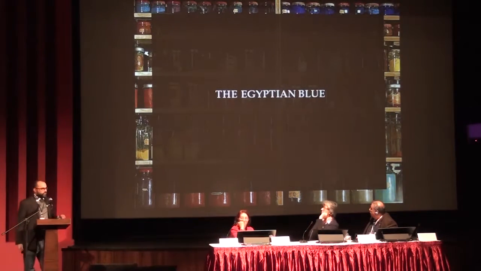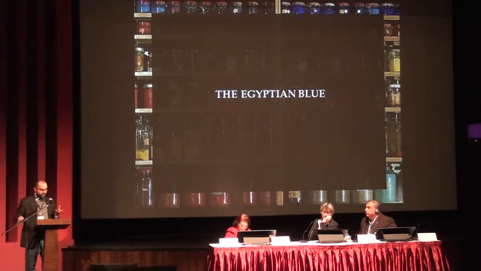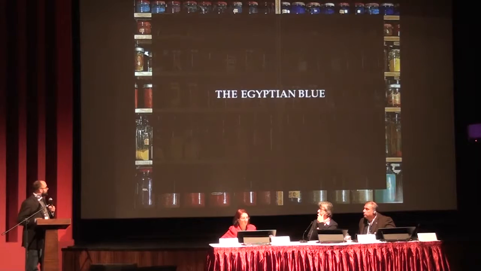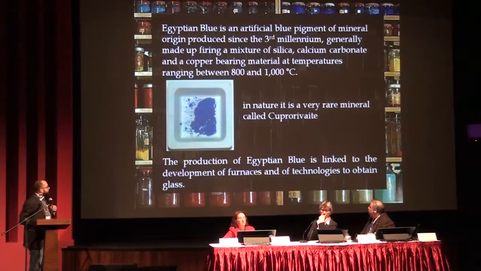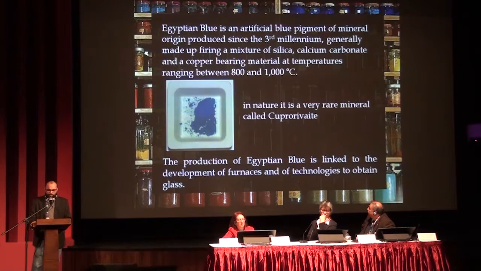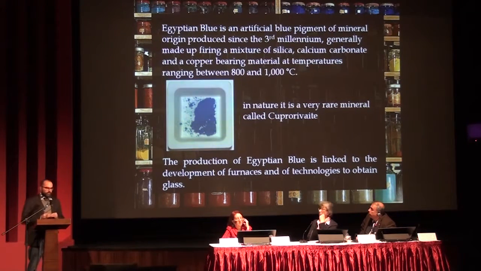Now we are going to the Egyptian blue, because Egyptian blue has some interesting particularities. Egyptian blue was probably one of the first, or the first, synthetic pigment ever synthesized, from the 3rd millennium before Christ. It is a silica calcium carbonate with copper, cooked at between 800 and 1000 centigrade. It also exists in nature; its name is cuprorivaite, but it's very rare.